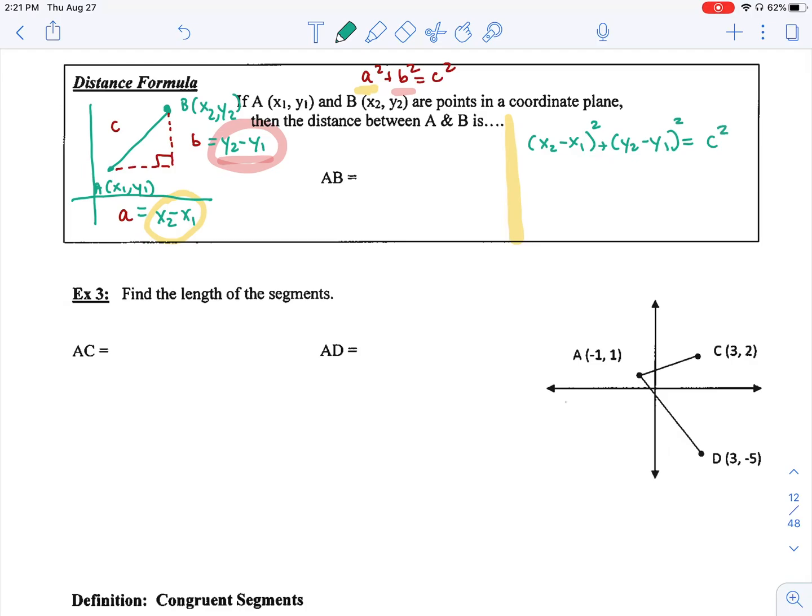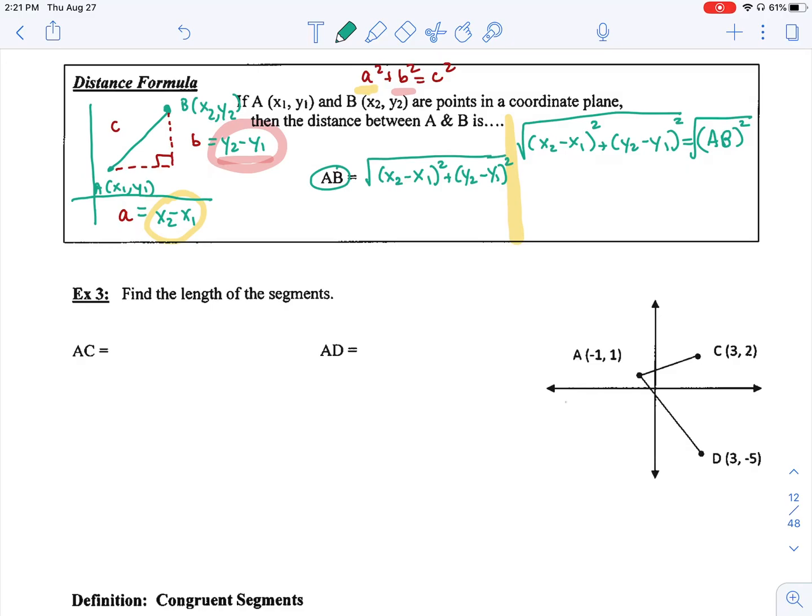And c squared is, in this picture, AB squared. Actually, let's do that substitution as well. So it's what we're trying to find, AB squared. And if I solve for AB to get AB by itself, I can undo squaring by taking the square root of both sides. So that my distance formula, the length of AB, can be defined as the square root of the change in x, x2 minus x1 squared, plus y2 minus y1 squared.